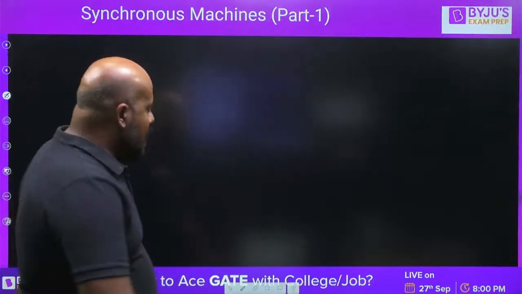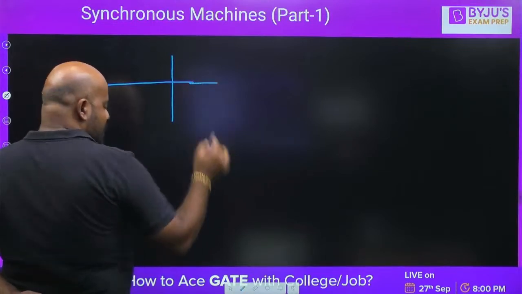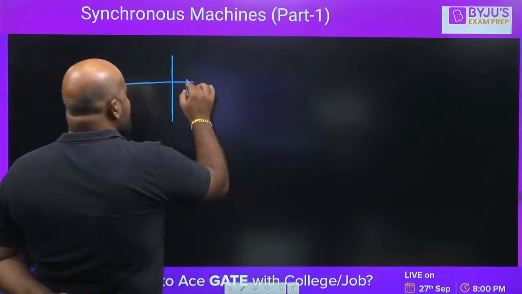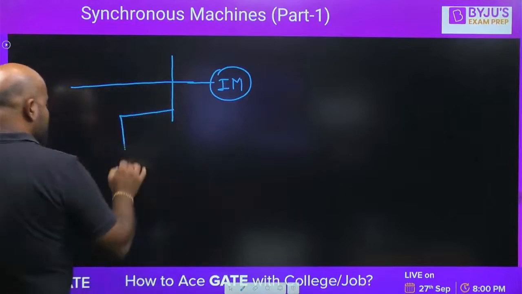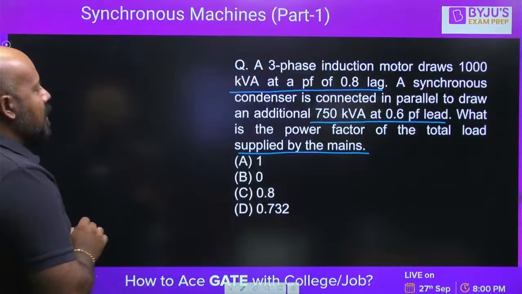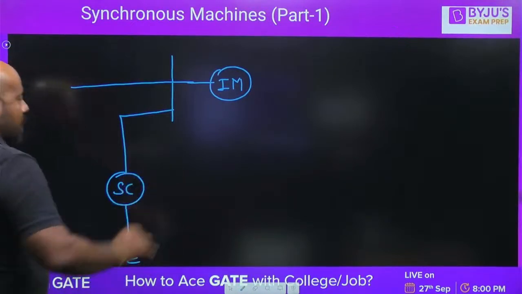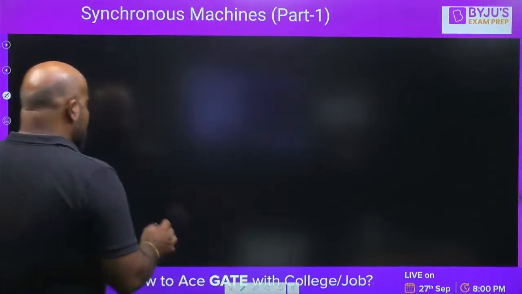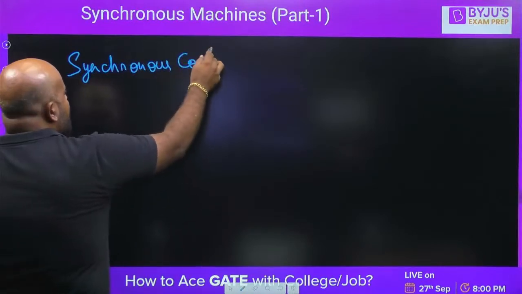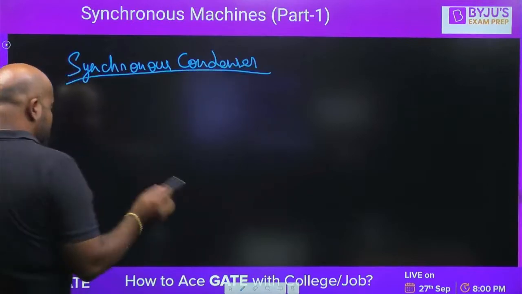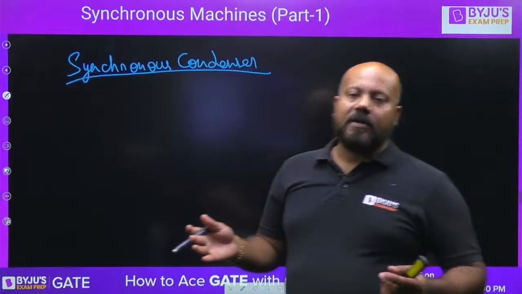Very interesting. So the situation is something like this. This is the service mains. Now this is going to be your induction motor, and here you have connected a synchronous condenser. Now you must be knowing what is a synchronous condenser. Let me tell you, because there may be some confusion in this question, that is why I want to remove this confusion. Generally people are ignoring this, but you must be knowing this.